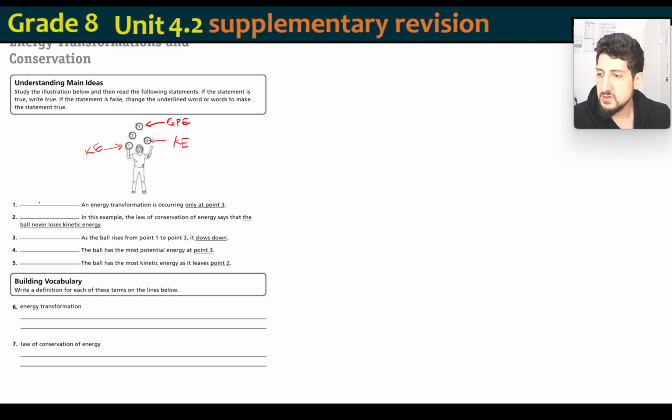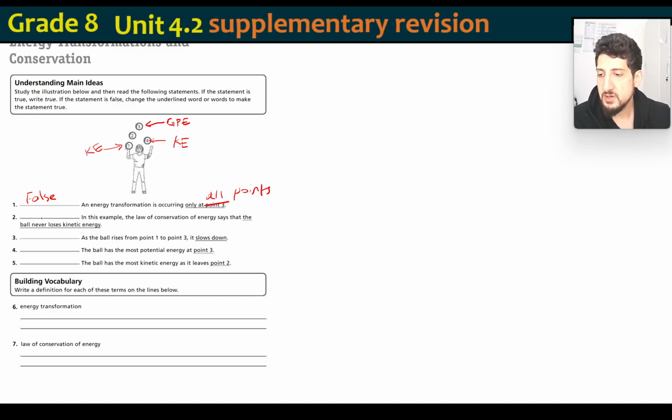Anyway, so the first statement says an energy transformation is occurring only at point 3. No, that is absolutely false. An energy transformation is occurring everywhere, at all points. How is it occurring at all points? At every point, there's something happening. Either it's going from gravitational potential to kinetic, or from kinetic to gravitational potential. As it's going through the air, there's also a bit of heat as well. So there's energy transformations happening all the time.